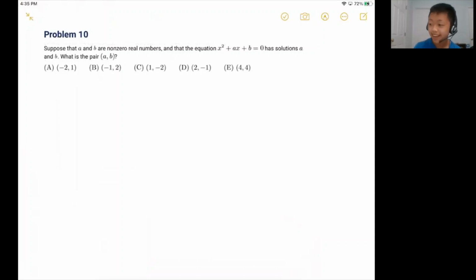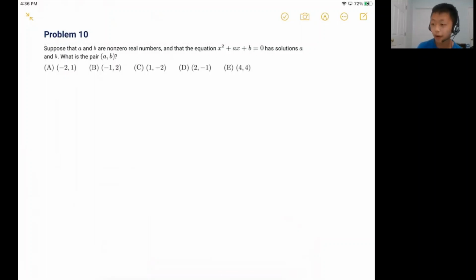So problem 10, this is a pretty standard algebra question. In this question, suppose that a and b are non-zero real numbers and that the equation x squared plus ax plus b equals 0 has solutions a and b. We want to find the pair a, b.